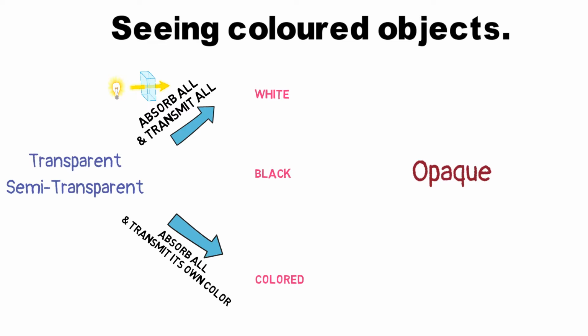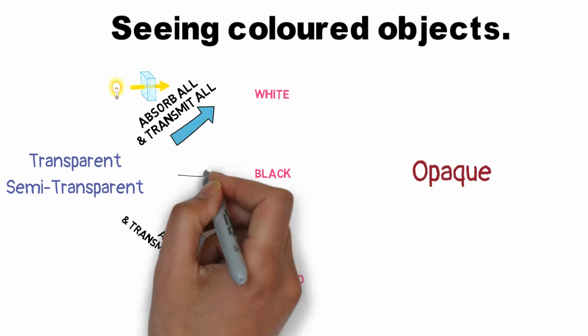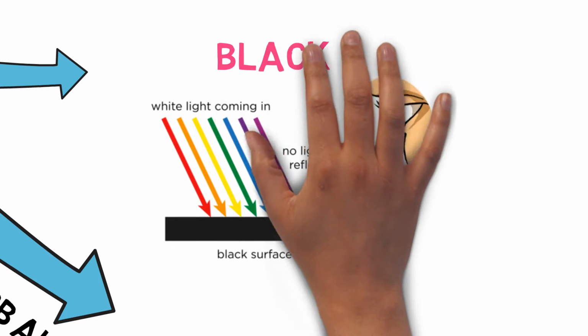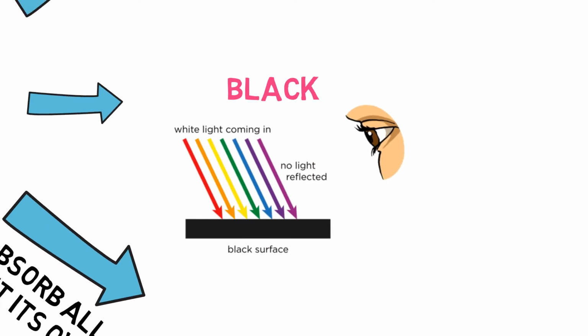If we have a black transparent object or a black object, what will happen to it? It will absorb all of the white light and it will not transmit any. Absorb all of the white light.